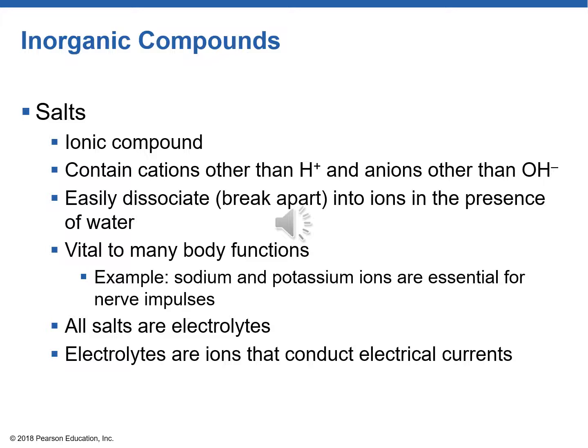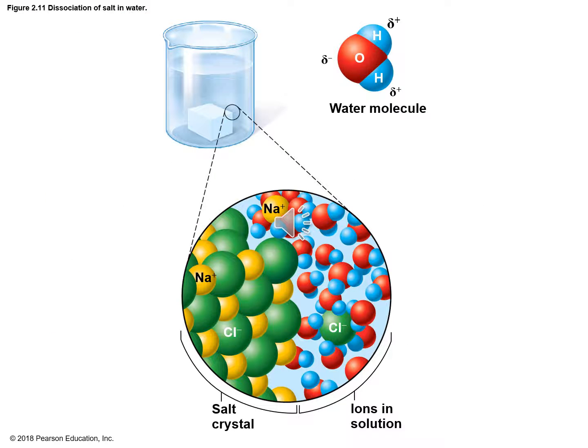All salts are considered to be electrolytes, and electrolytes are ions that conduct electrical currents. In this case, water is being used as a solvent. What is happening is we have a salt crystal, that's sodium chloride, shown on the left in green and yellow. It has been put into water, which is acting as a solvent, and the ions are breaking apart into solution. Sodium and chloride are floating freely in the water.